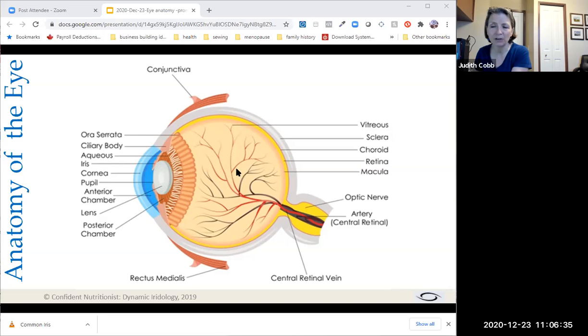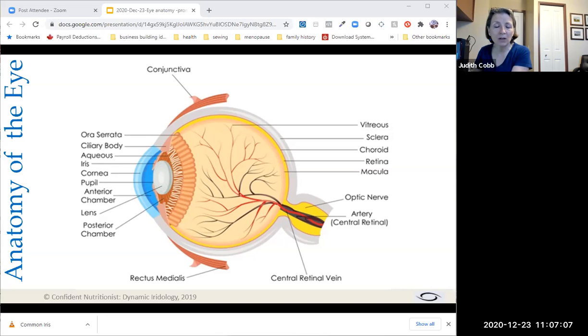We've got the posterior chamber, and this is filled with vitreous humor. That fluid helps the eyeball to hold its shape and to actually have some flexibility as well, because your eye changes shape in order for you to be able to focus on different objects, right? It's the eyeball changing shape that allows the image that is coming in through the lens to focus as sharply as possible on the retina.